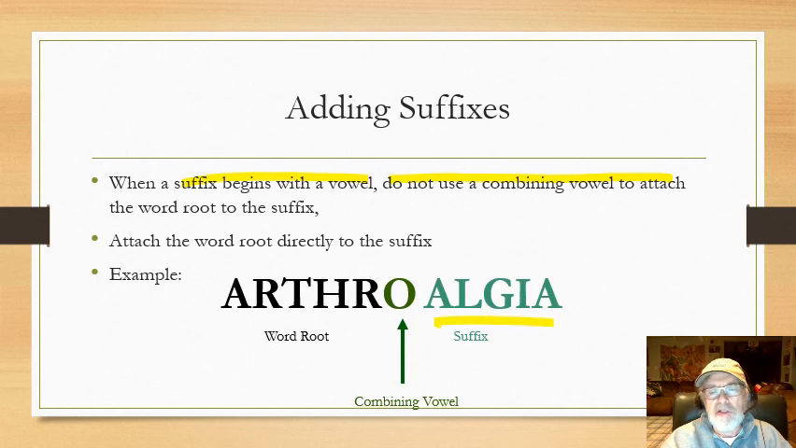However, let's think about this. Arthroalgia just doesn't sound right. Why? Because algia as a suffix begins with a vowel. So let's go ahead and get rid of that combining vowel. Let's make it vanish.